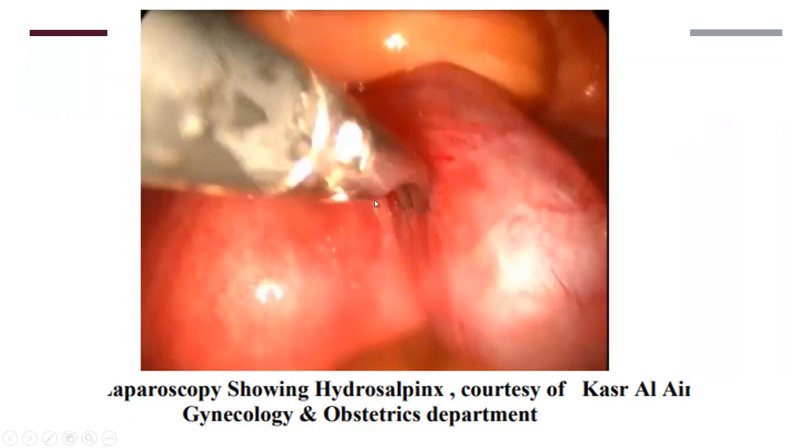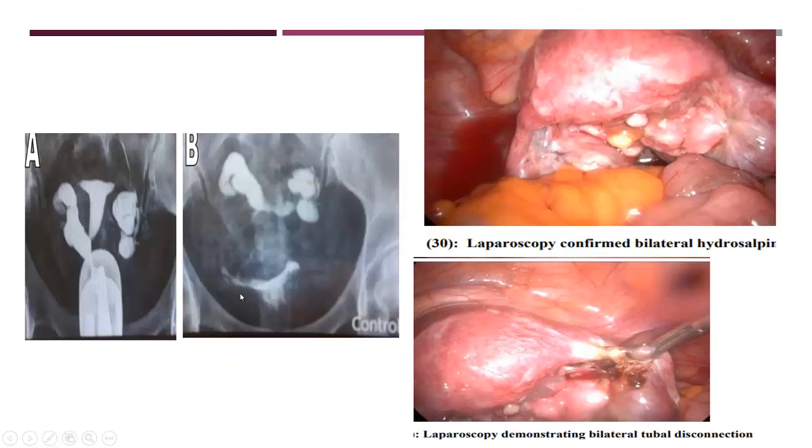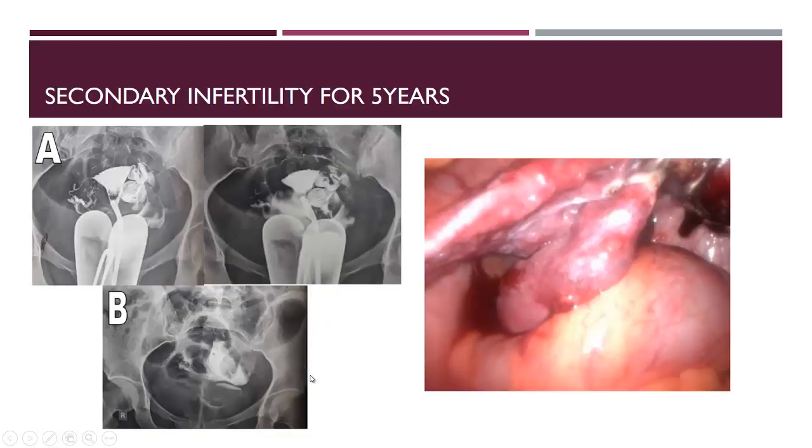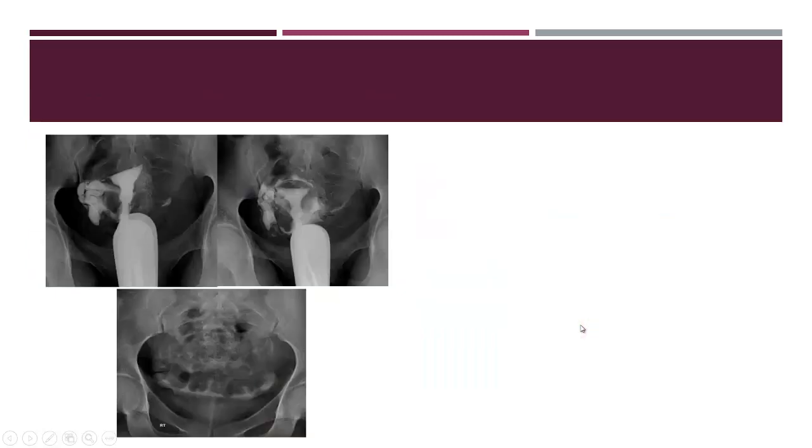Here is laparoscopy showing hydrosalpinx. And here also we have bilateral hydrosalpinx seen on laparoscopy, and usually in these cases, especially if the tubes are unhealthy, they do tubal disconnection in order to do IVF after. This case also, secondary infertility for 5 years, has hydrosalpinx with thickened mucosa, and on laparoscopy we see that there is hydrosalpinx here and they do disconnection also.